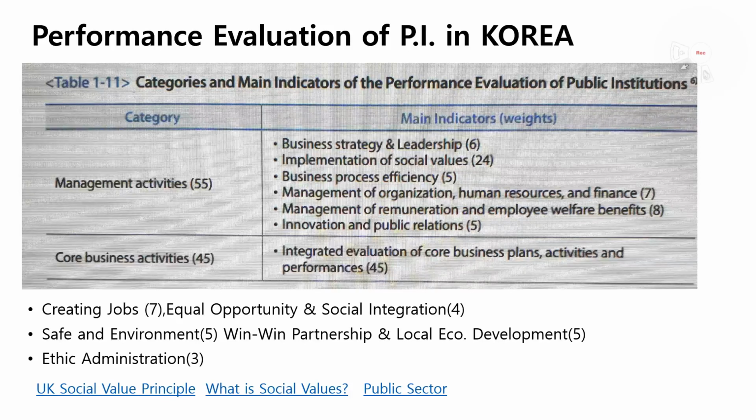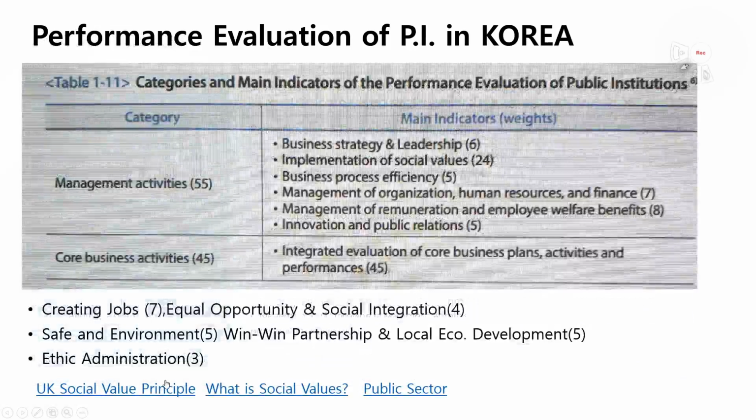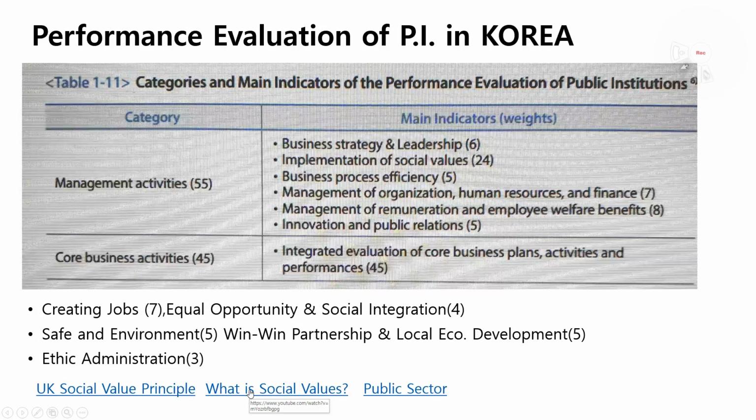But sometimes it's hard to achieve this. And ethical administration is measured by the corruption rate, just like this. Therefore, what is social value, and what is the key idea of social value in each country? This is in Korea, but you should check the social value in other countries.